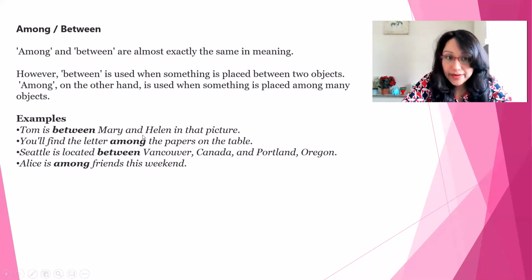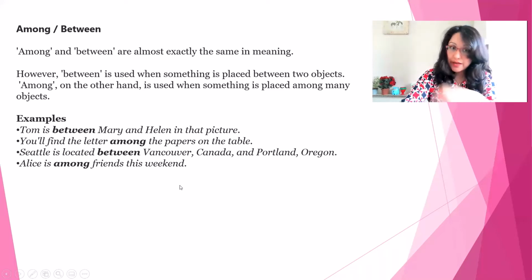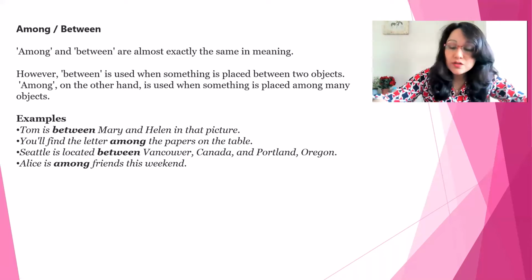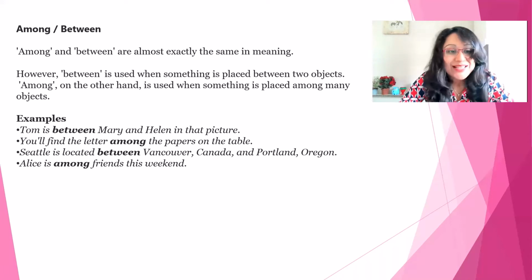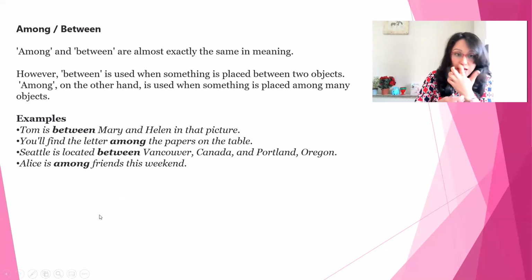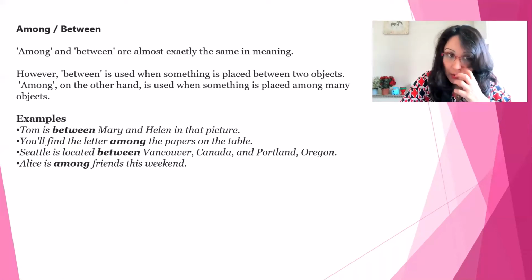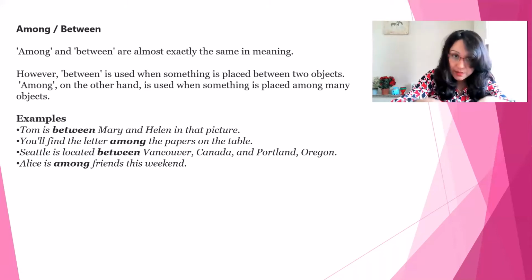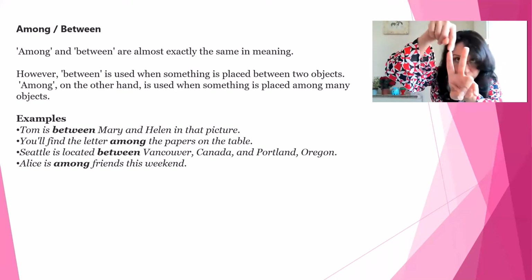Tom is between Mary and Helen in that picture. You'll find the letter among the papers on the table. If I ask somebody to get a letter from my table, where is it? Oh, among the papers. There are lots of papers there, so find that. Seattle is located between Vancouver, Canada, and Portland, Oregon. And Alice is among friends this weekend. That means she has lots of friends and she's among them. So among means lots of things, and between means two things.